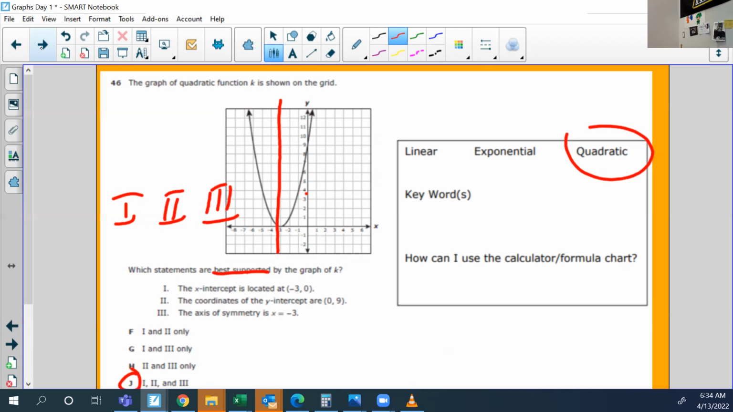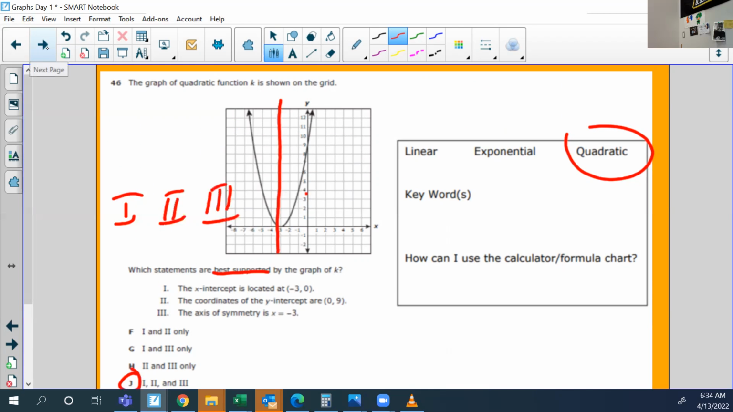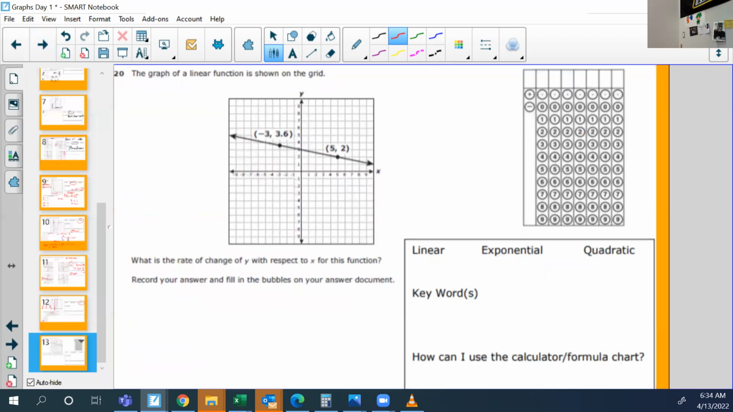Okay. Can you use a calculator in this one? Yes, there's a way you can do that, but it's very time consuming. All right, let's move on to the next one. Okay, how many do I have left? Oh, this is the last one. Okay, I've got to get ready for class.